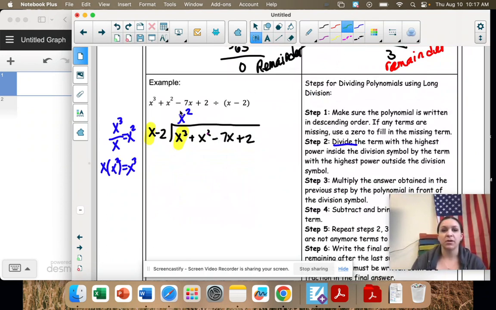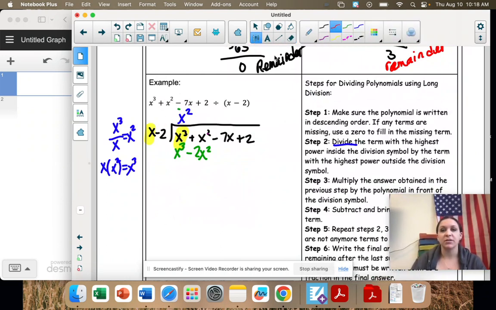All right, so I'm going to multiply both of these by x squared. So x times x squared is what we want. That's the goal, for those to be the same. And then we continue multiplying. So negative 2 times x squared is negative 2x squared. And then we subtract, just like what we did before.